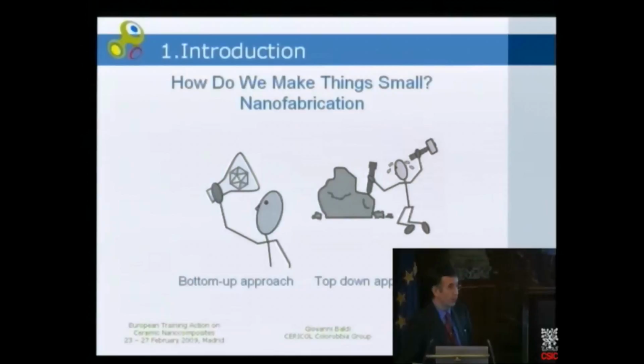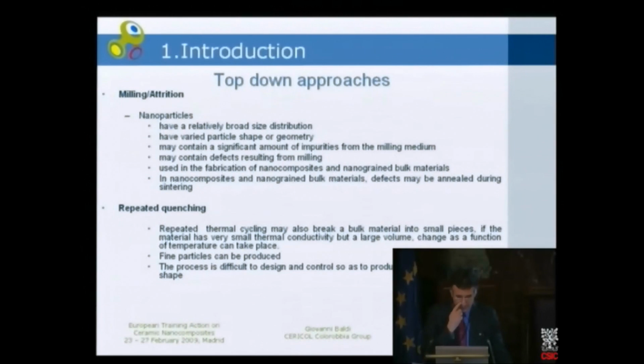Well, how do we make things small? There are two main approaches. The first is the top-down approach. The second is the bottom-up approach. This is a classical vision of nanosynthesis. The top-down approaches, for example, are explained in this slide. For example, one common technique is the milling attrition technique.